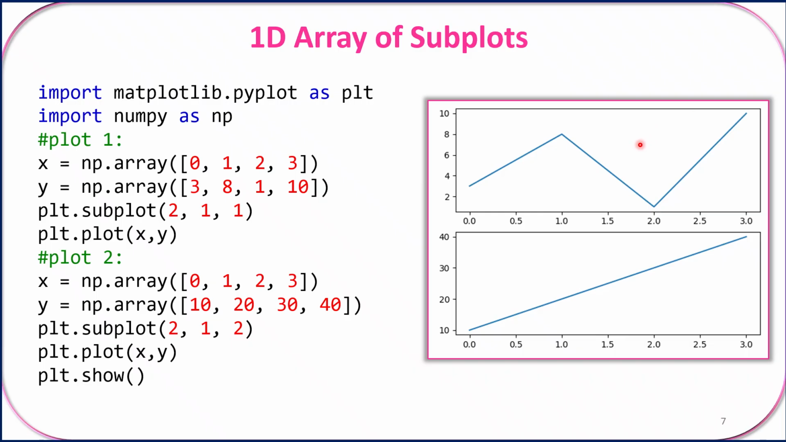If I want this to be in the first place, then I'm going to put it as 1. If I want it to be in the second place, then I'll put it as 2. But here, this is just representing the number of rows and columns. In either way, it is going to be called the 1D array of subplots. I'm just putting 2 different plots or subplots in a one-dimensional way.